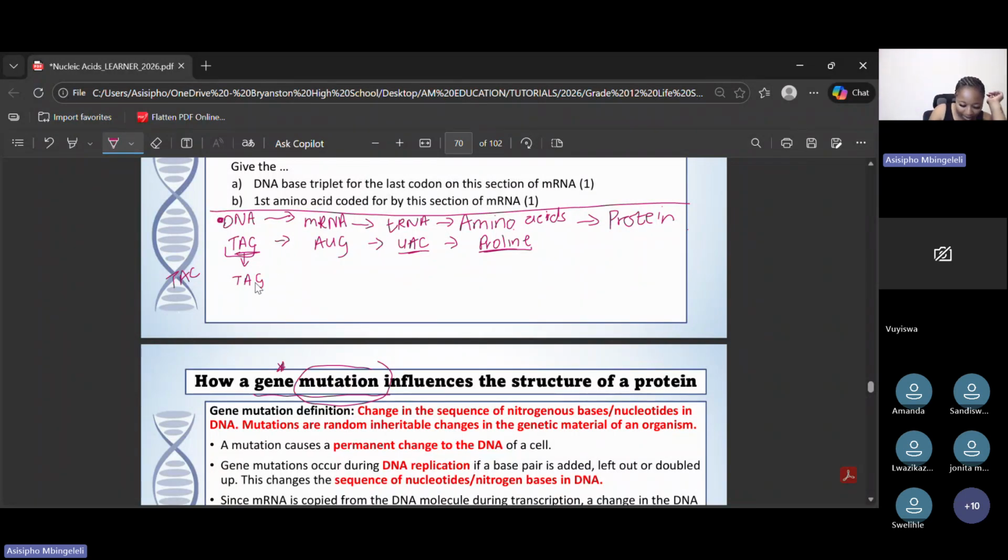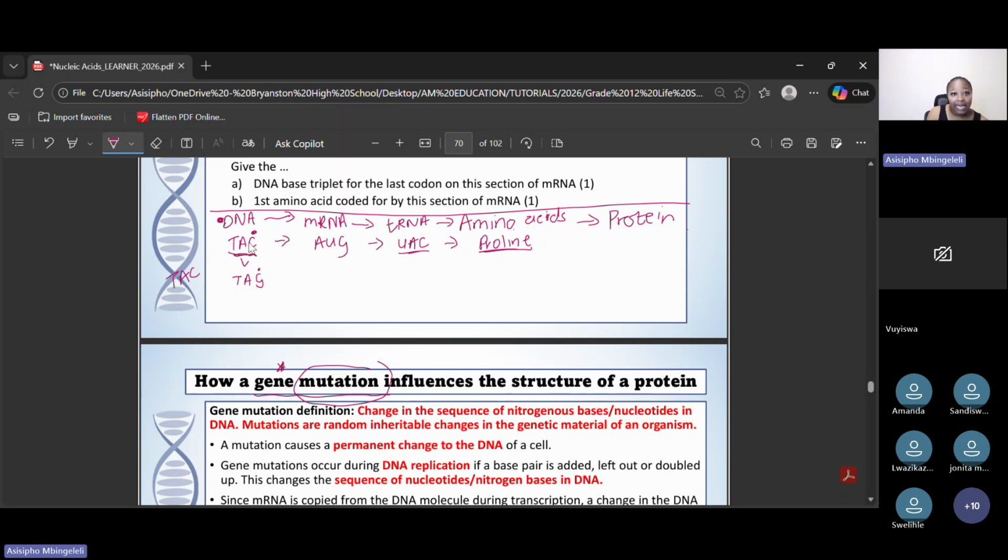It was C here. I'm not sure why it looks like a G now. So this was C. Yes, it was C. Yeah, so that becomes clear. So now I want us to look at what has happened here. We are still speaking about the same triplet, but what has been the change now? We initially had TAC, but now we are having TAG.